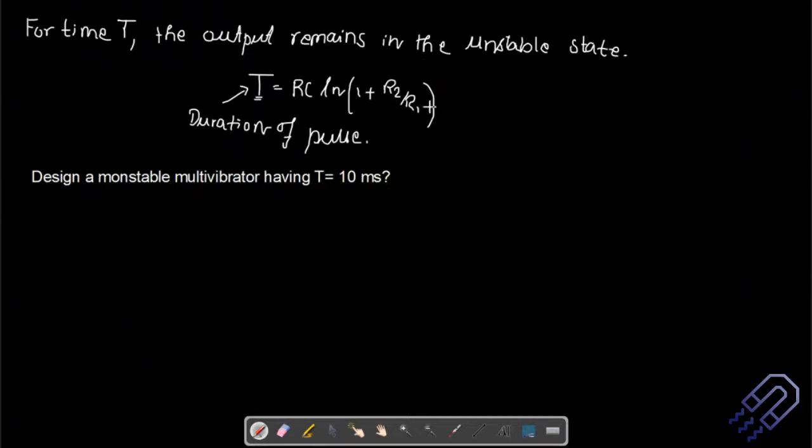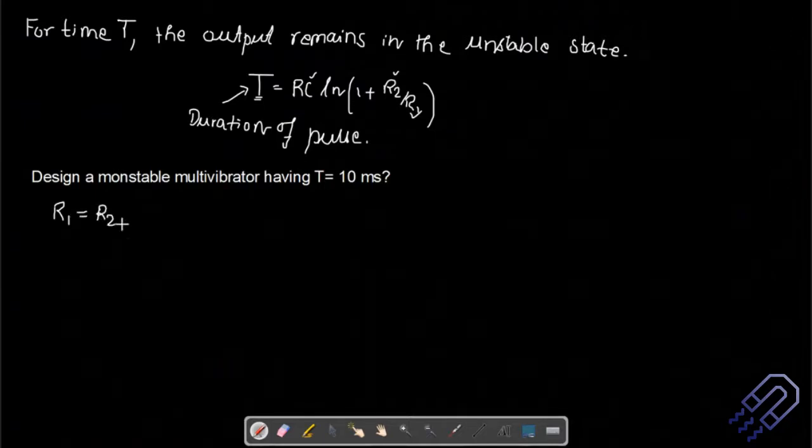Okay, I don't know anything else here. So what I can do is select R1 and R2, and then I can find out the value of C in general. So let's try to do this. Let's say R1, or we can actually find out the value of R also.